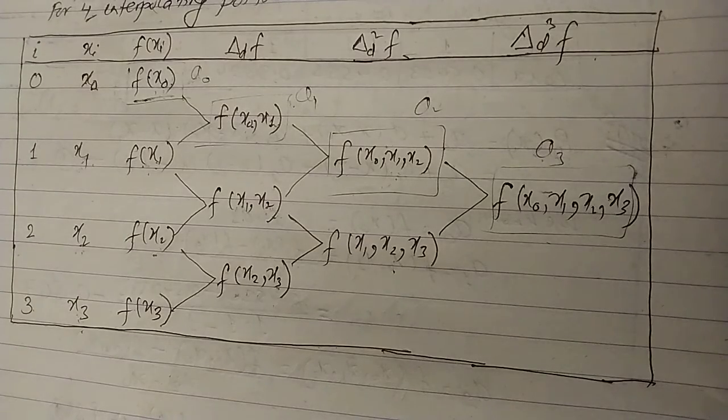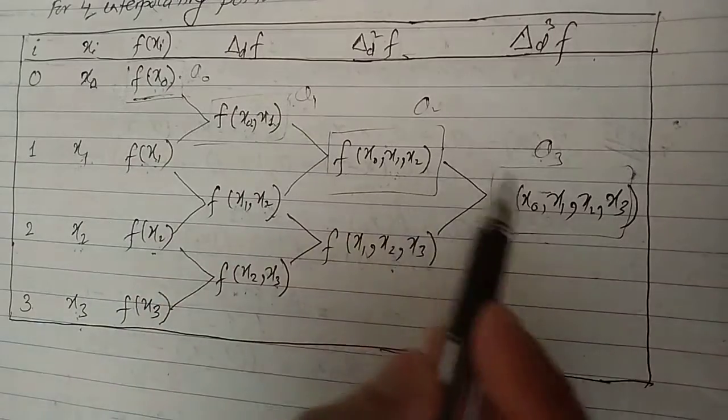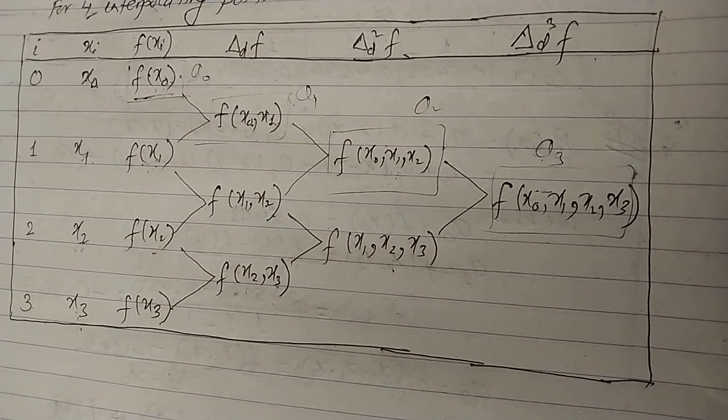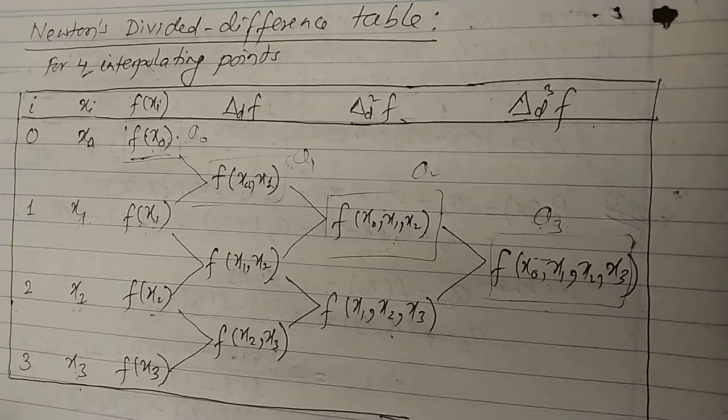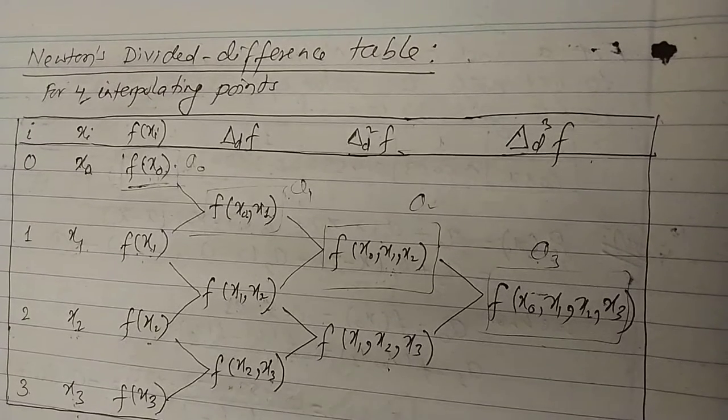So let us try to do the problem. These points will give you the coefficient of the Newton's interpolating polynomial. Okay. I missed the heading: Newton's divided difference table.